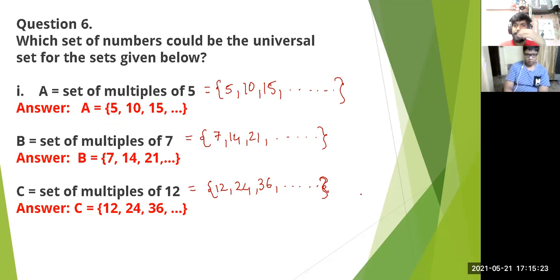Okay. So can you decide a universal set for this? One thing you should note, that sets A, B, and C should be a subset of that set. Then only it will be the universal set.